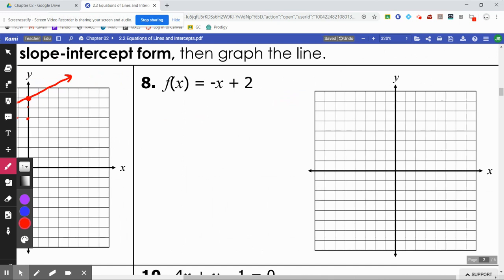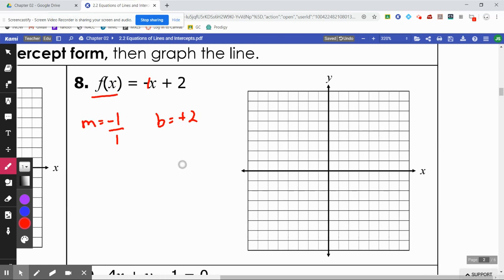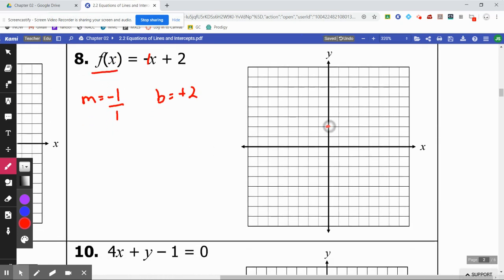Y equals negative 1x plus 2 has a slope of negative 1. If there's no bottom, we put it over 1. It has a y-intercept of positive 2. And again, f of x simply means y. So my line is going to cross at positive 2. I want a downhill line, so it's going to slant this way.